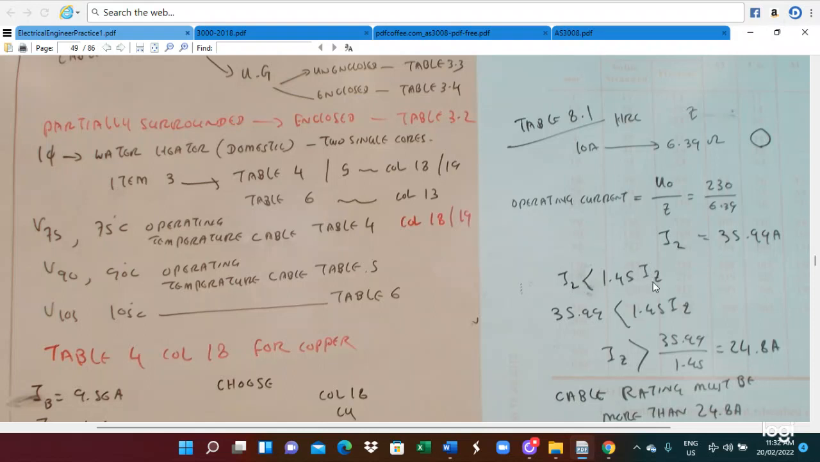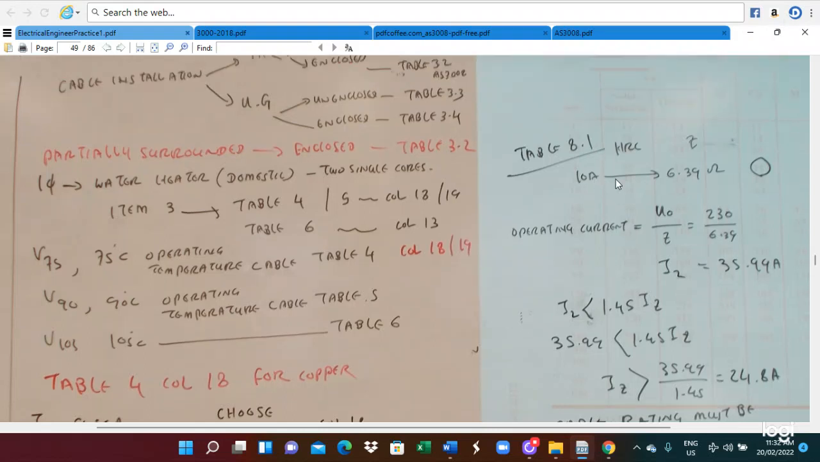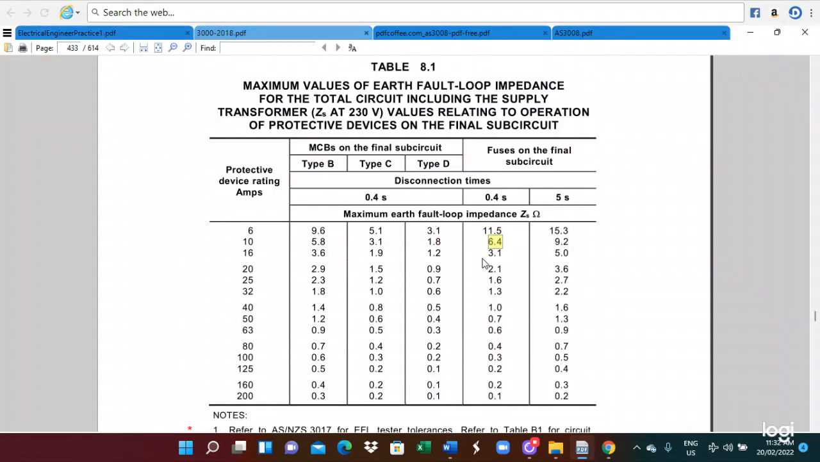For the I2 calculation, we use Table 8.1. In this case, our protected device rating is a 16 ampere HRC fuse. It's given in the problem. For the HRC fuse, the fault loop impedance is 6.390. So here, the fault loop impedance is 6.390, for a 16 ampere protected device of 10 ampere. The fault loop impedance is 6.390, so 6.4 approximately.